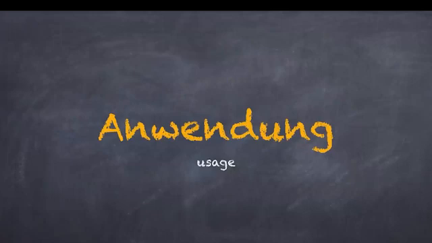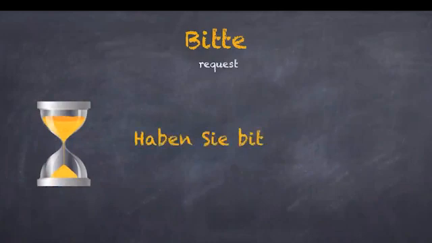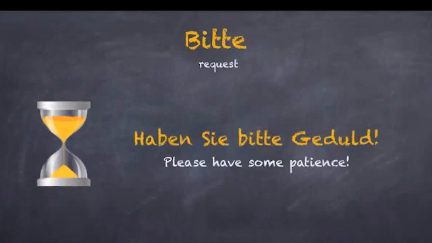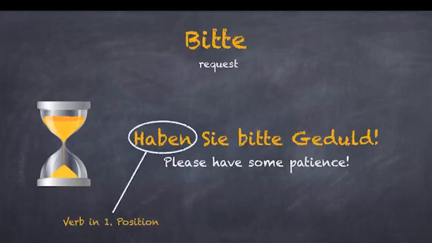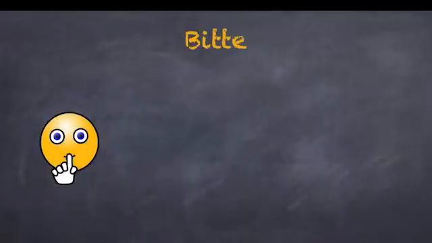Now let's see how and where to use it. Anwendung. The first and the most common use of imperative is for requests. Bitte. And here's the first sentence. Haben Sie bitte Geduld. As you can observe here, the verb haben is in the first position and the sentence is ending with an exclamation mark.